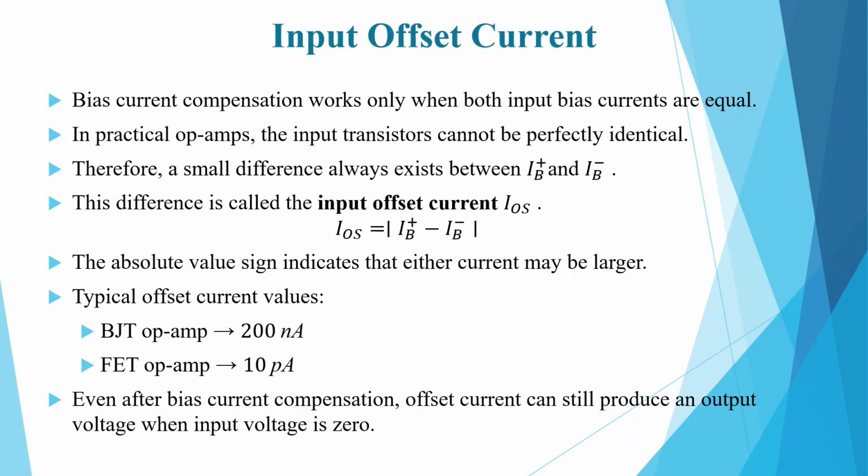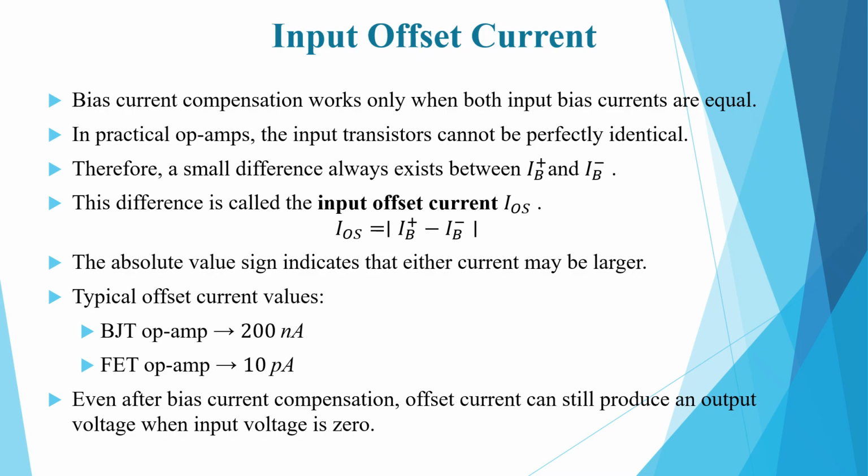Next is input offset current. Bias current compensation is effective only when both input bias currents, namely IB plus and IB minus, are exactly equal. However, in practical op-amps, the internal transistors cannot be made perfectly identical due to manufacturing limitations. As a result, a small difference always exists between the two bias currents. This difference is known as the input offset current and is represented by IOS. IOS equal to |IB plus minus IB minus|.